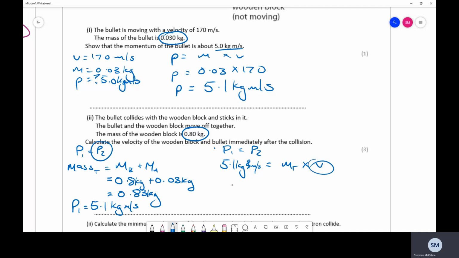So I'll divide across by total mass. 5.1 over total mass is equal to the new velocity. Get rid of that and I'll put my numbers in. 5.1 divided by 0.83 is equal to velocity.